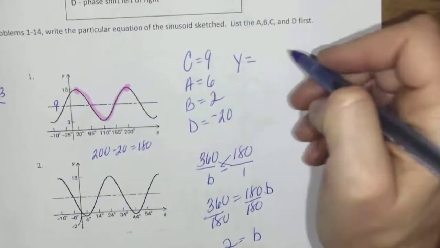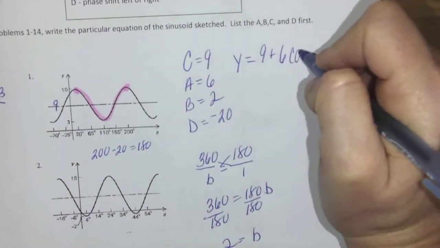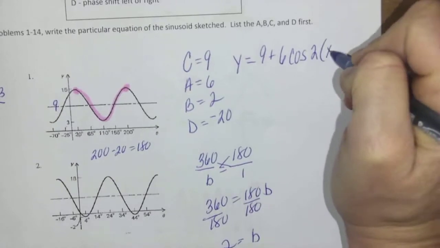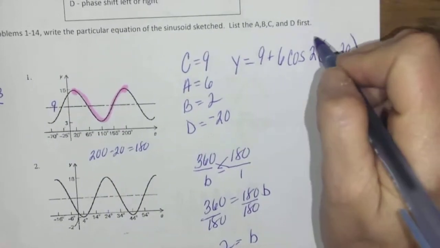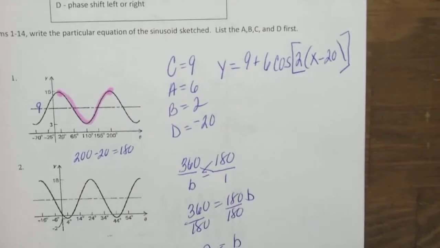Y equals 9 plus 6, we chose cosine, (2x minus 20). Please get in the habit of putting brackets around everything behind cosine.